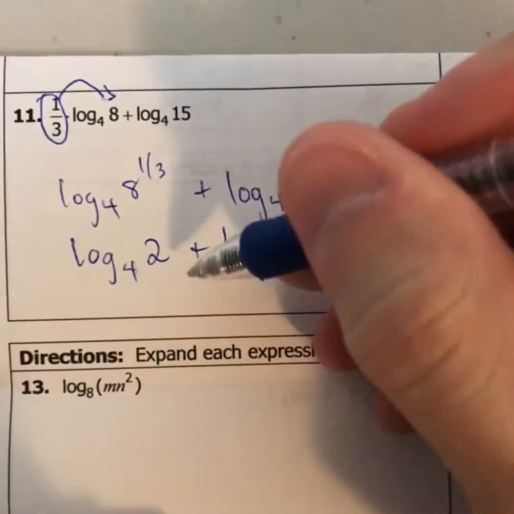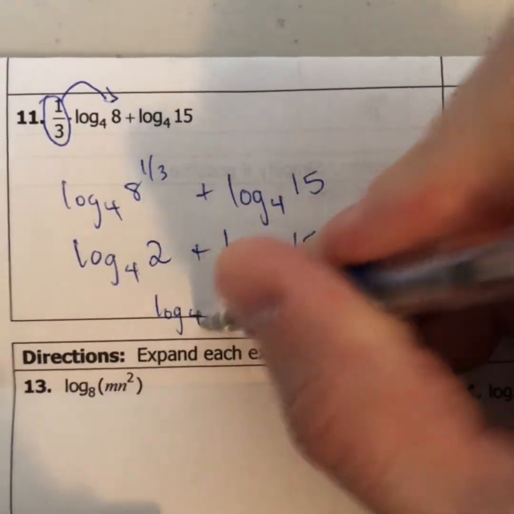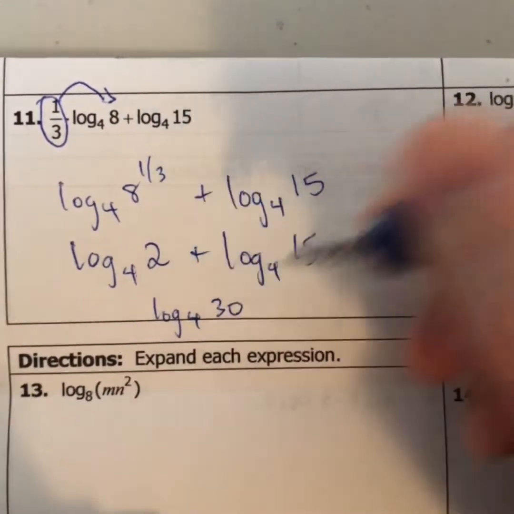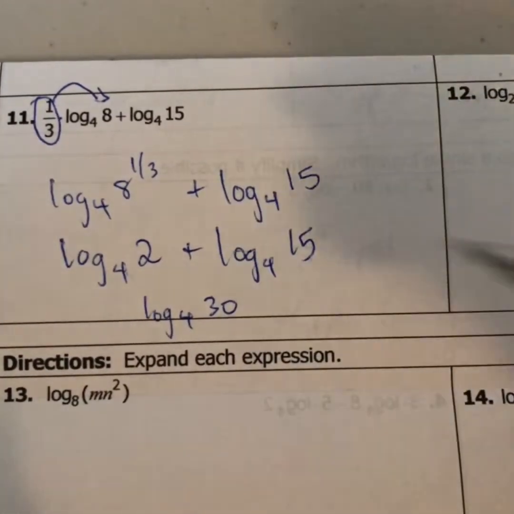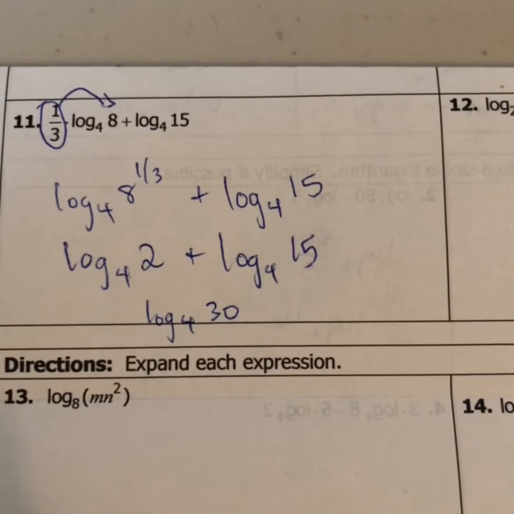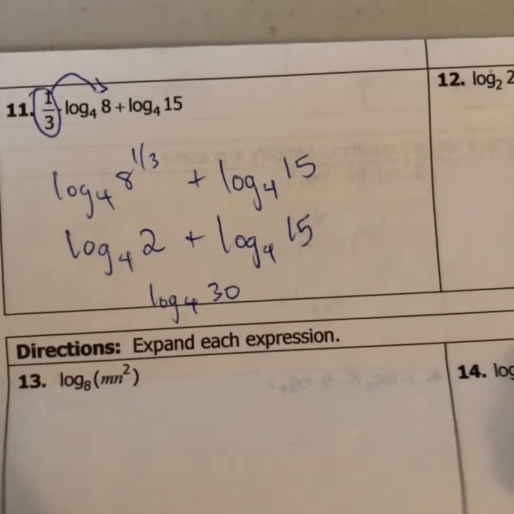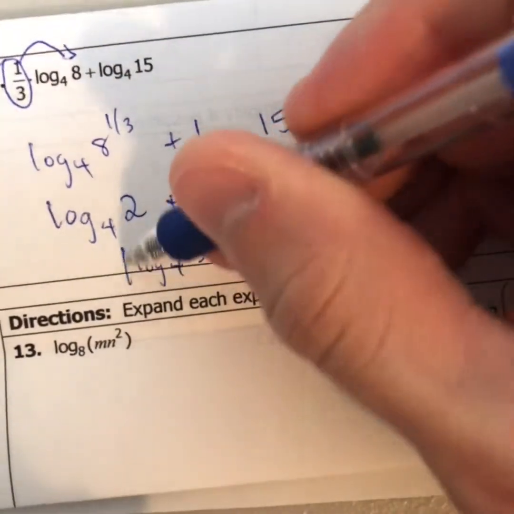When we combine these, we're going to get log base 4 of 30. Which you could then go into the change of base formula and evaluate as log of 30 divided by log of 4. Whatever that was in your calculator would be your final answer, but you can leave it just like this as well.